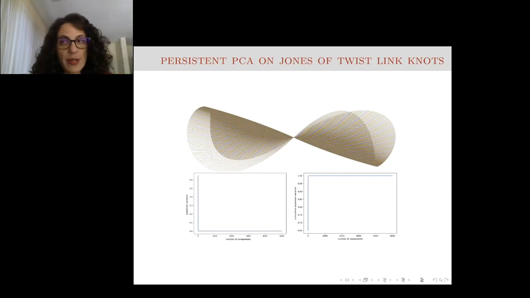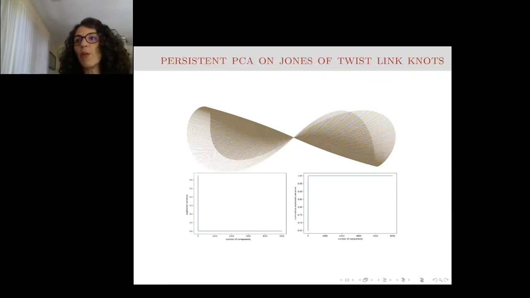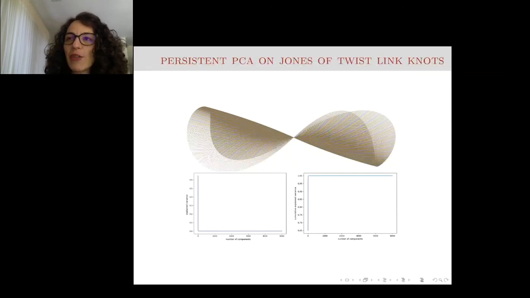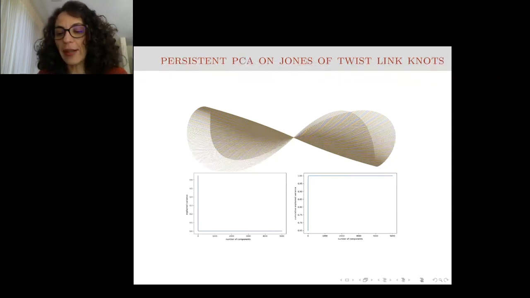And the question is, what's the dimension of this space? If you look at the numbers, it turns out that this should not be a 5,000 and three-dimensional space, which is the dimension of our data. It turns out that I think four principal components account for 0.96 variance. So it should be a four-dimensional space, but again, notice that the space of all knots is three-dimensional. So again, there are issues here.